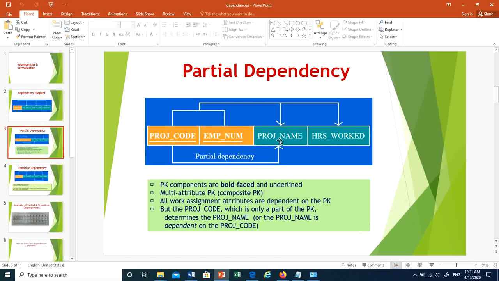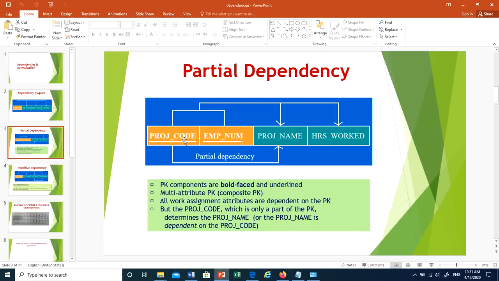So partial dependency is simply when part of the key determines other attributes, like this one, for example, which can be determined by only one of the primary key's components. In this example, the primary key component is project code. But project code by itself is not a primary key. It is called a partial key because the primary key is these two together, employee number and project code.